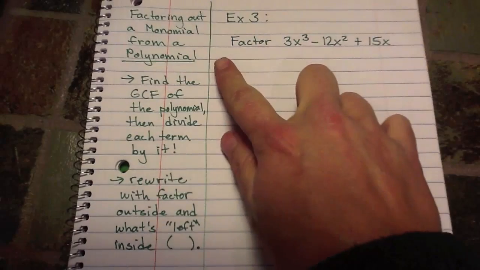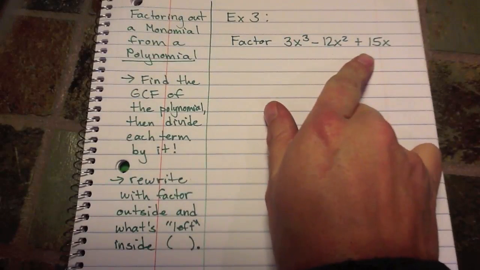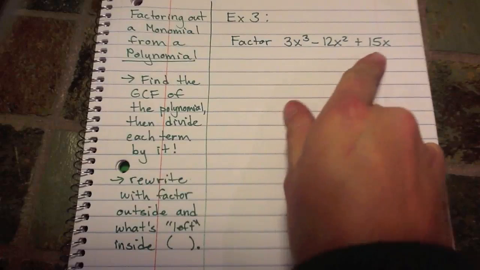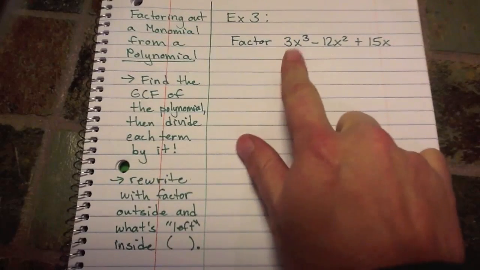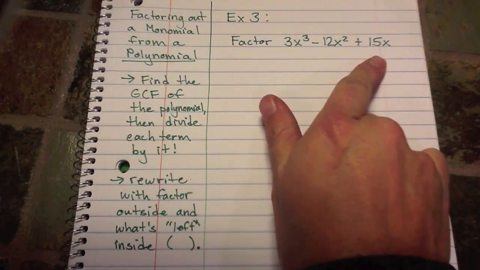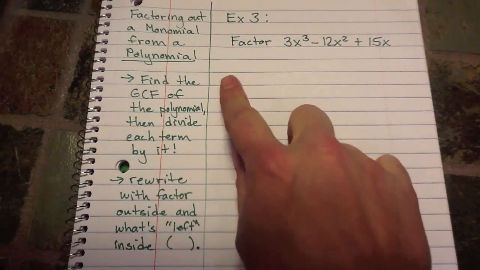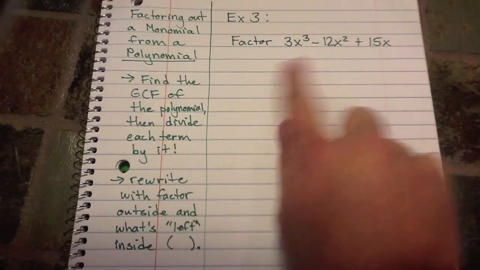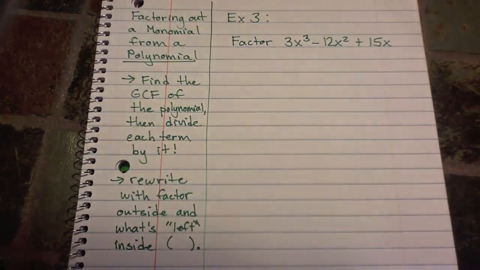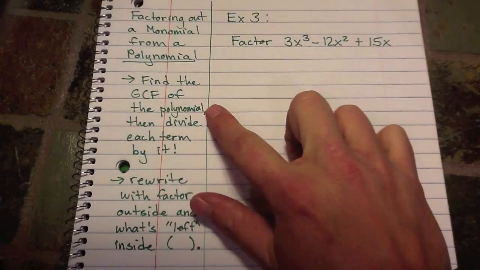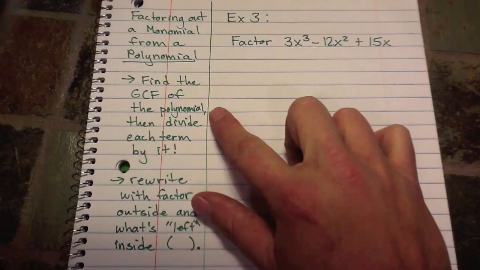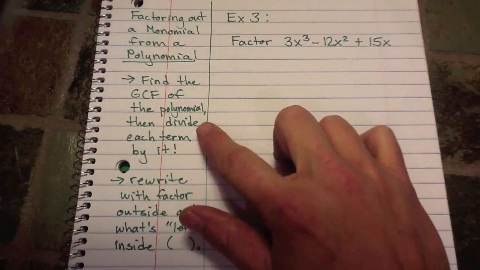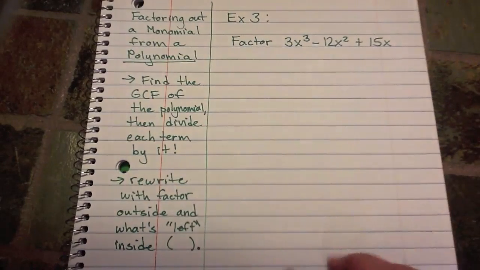When you go to factor a monomial out from a polynomial, so remember a monomial would be one term, you have to look to see if there is a common factor. If there isn't a common factor, you can't do this. But if there is, then you can factor these polynomials. You're going to find the greatest common factor of the polynomial like we were just doing. Then you're going to divide each term by it, and I'll show you how we're going to do that.